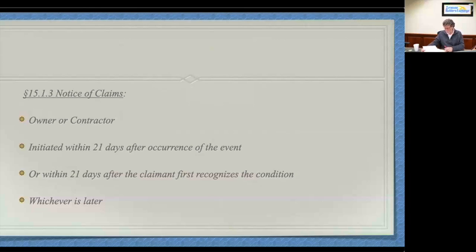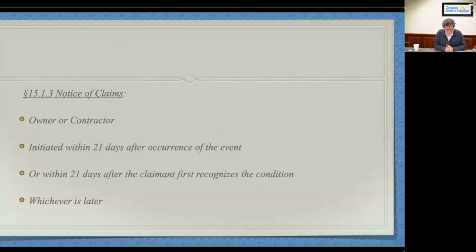I'm just moving through my handout here. I'm on page 13 if you're flipping through that handout. Under the base AIA document, the base unedited or unrevised contract document, you must give notice of claim, a claim by the owner against the contractor or the contractor against the owner within 21 days after the occurrence of the thing that causes you problems.